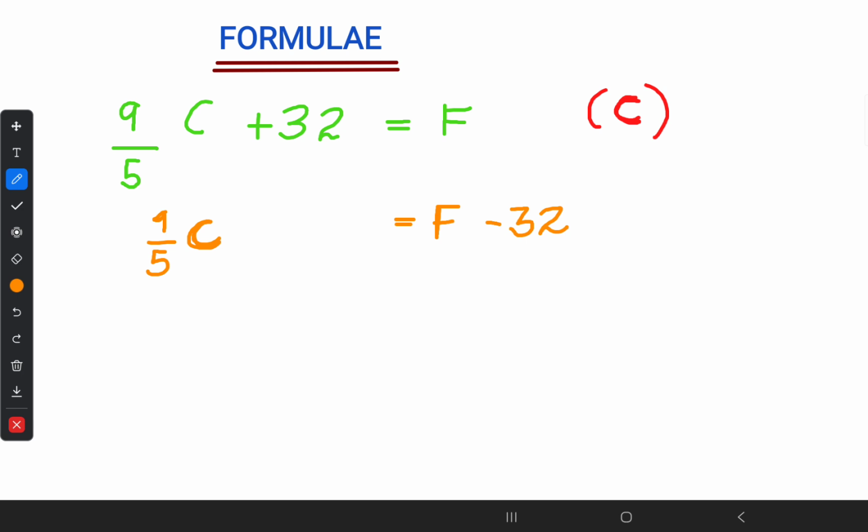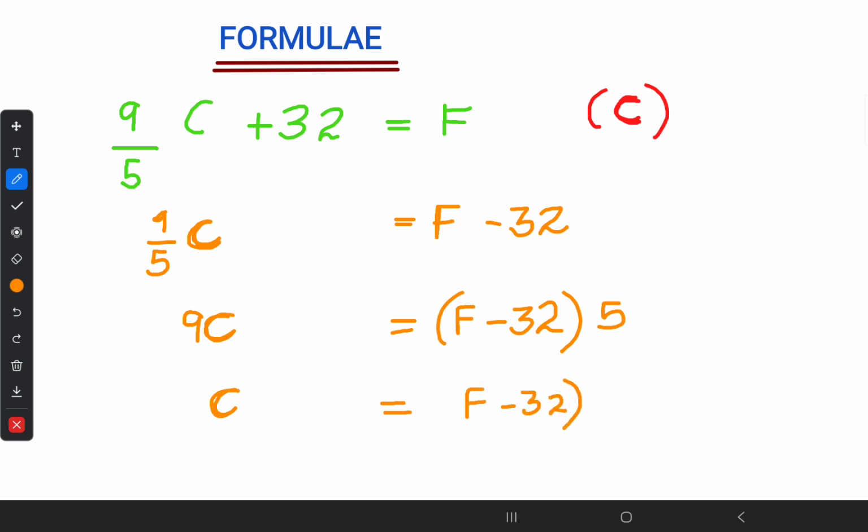Thereafter, we need to do some more operations. 9 upon 5c means 9 times c divided by 5. So I'll keep the 9c itself as it is. This f minus 32 should be multiplied with the 5. Here on the left hand side, the 5 is a dividend, so when you bring that to the right hand side, it will become a multiplicand. This whole value, not only f, not only 32, both of the values should be multiplied with 5.